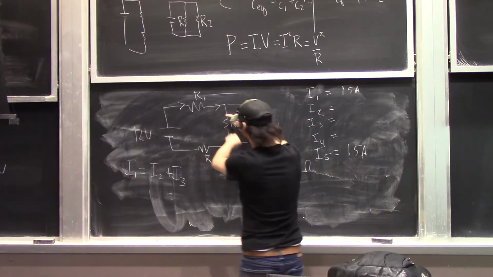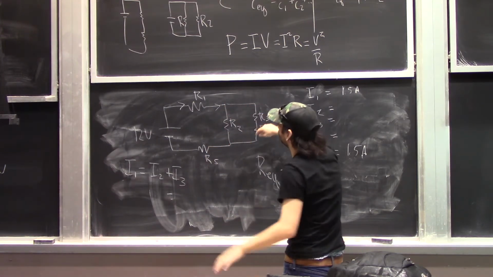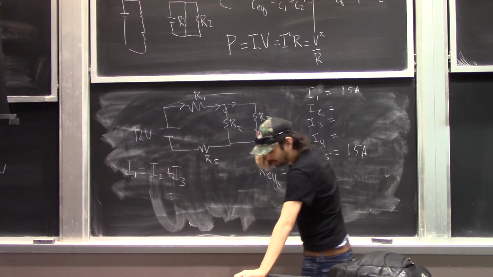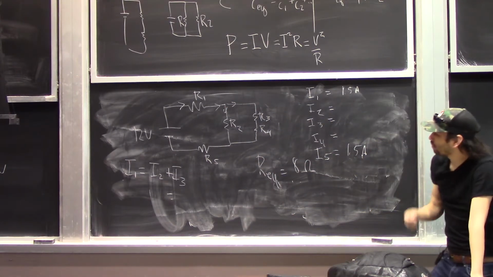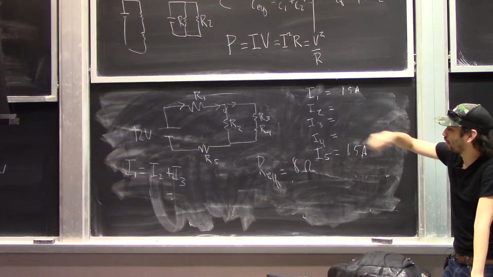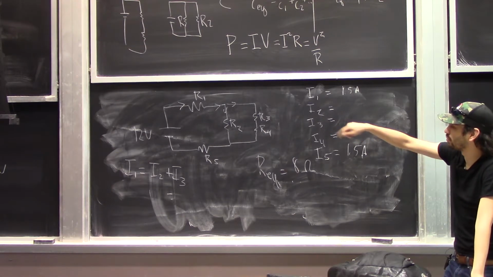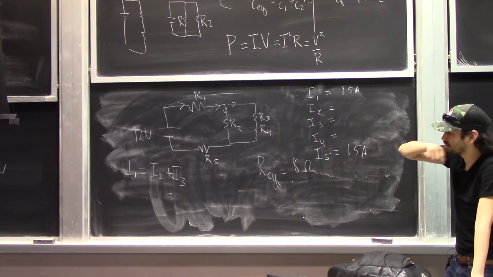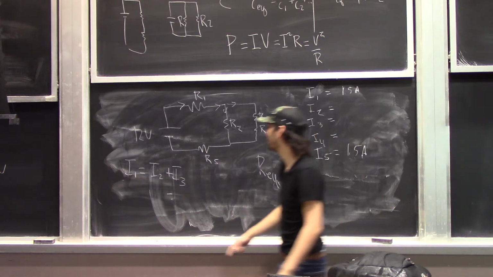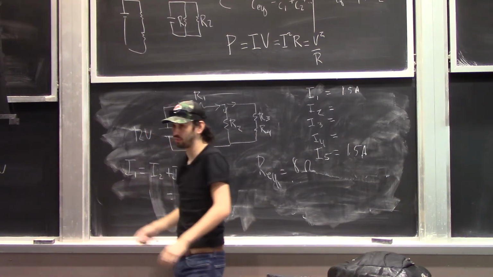So that's the current junction equation that we can write. And then what we can do is we can try to set up some equation to solve for this, because we know what I1 is already. So I1 is just going to be the 1.5 amps.